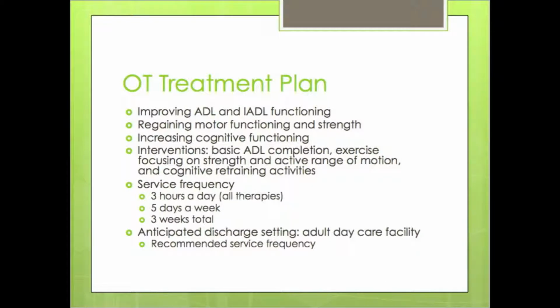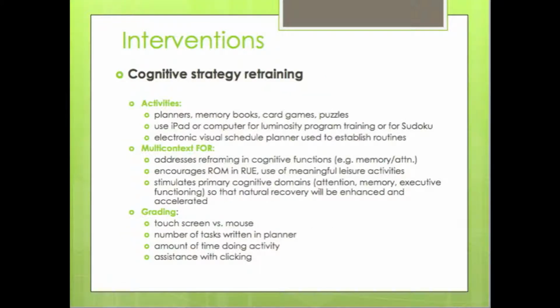Here is an overview of client J's occupational therapy treatment plan, which has been discussed throughout the past several slides. One of the interventions for client J includes cognitive strategy retraining. Activities such as using planners, memory books, card games, or puzzles may be helpful, using an iPad or computer for Lumosity program training or Sudoku, or electronic visual schedule planner used to establish routines.